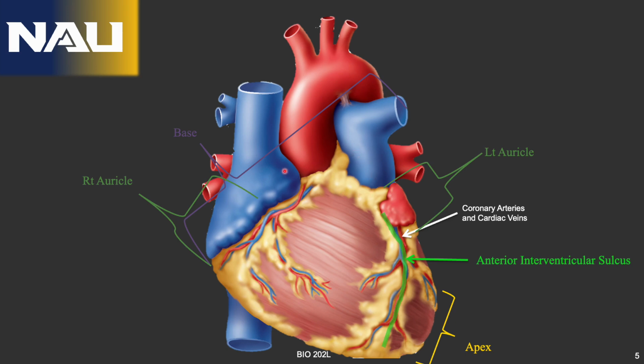You can see here some cardiac fat. These are fat deposits that are found along the coronary sulcus and other areas on the heart's surface. This fat protects the coronary blood vessels and serves as an energy reserve for the heart muscle.